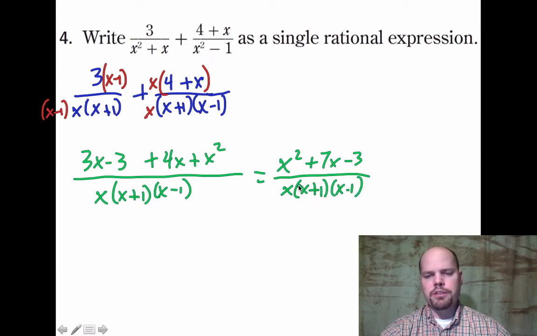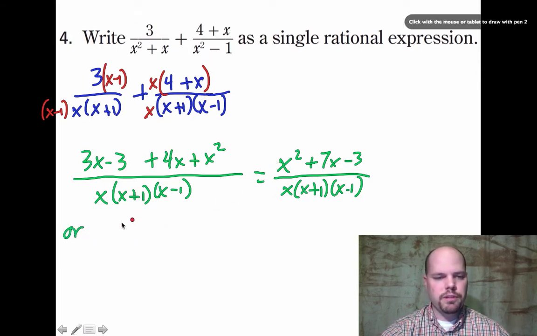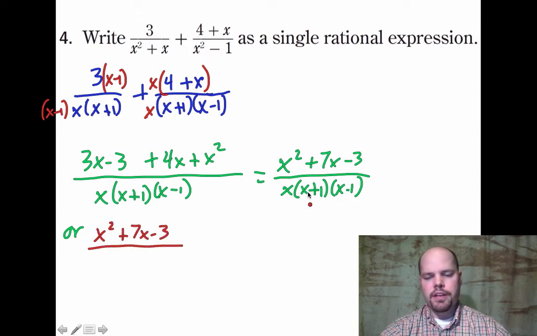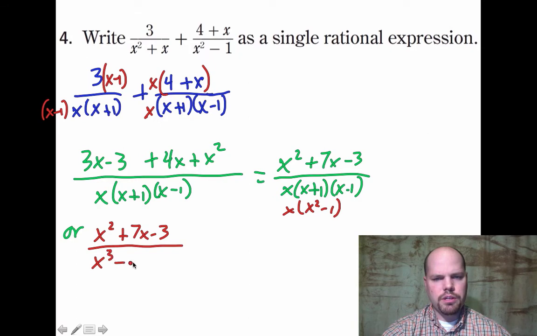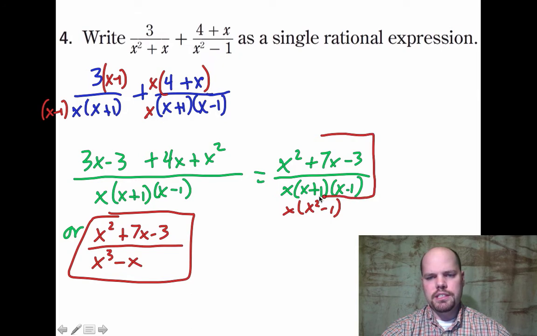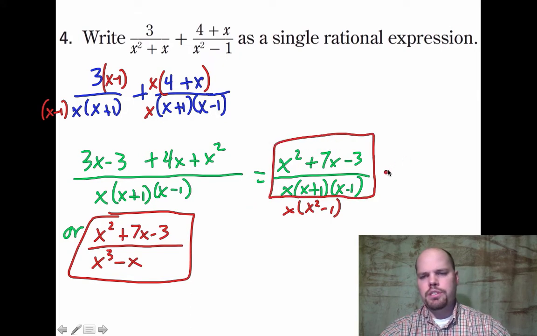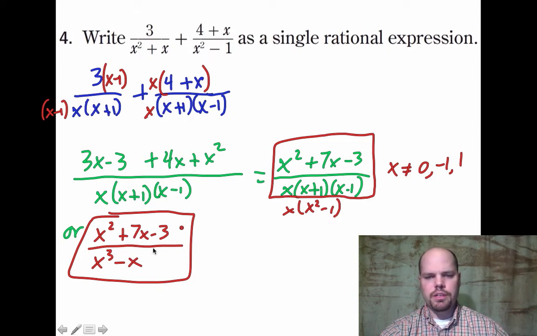Now I can expand the denominator and write it like that if I want. So this is going to be x squared plus 7x minus 3 over, now if I multiply these two together down here, that's a difference of squares, so that's going to be just what it was originally, x squared minus 1, and then distribute the x. So this is going to be x cubed minus x, and there would be my final answer, or this is acceptable as well. And we just have to denote x cannot be 0, -1, or +1 on either of these answers.